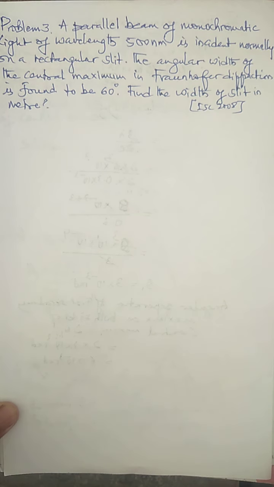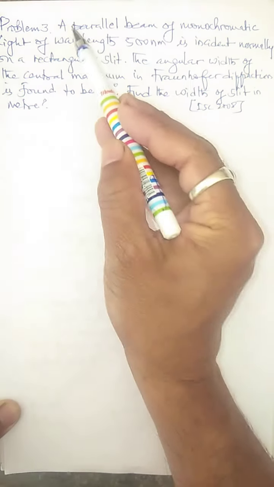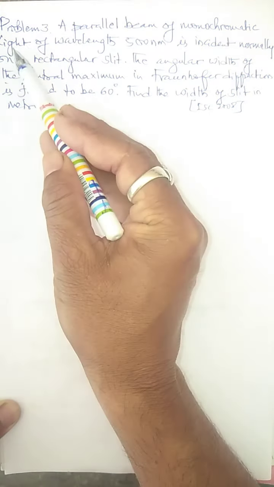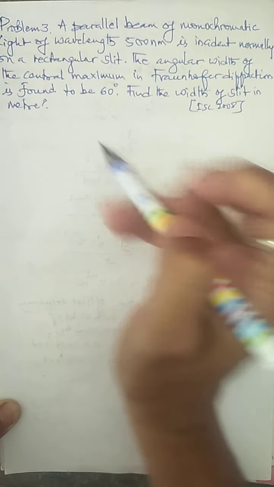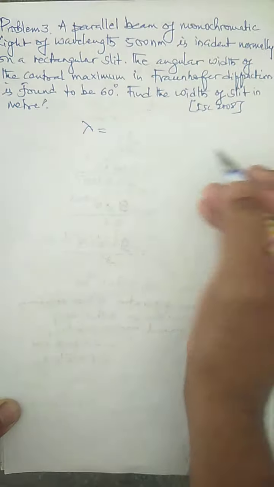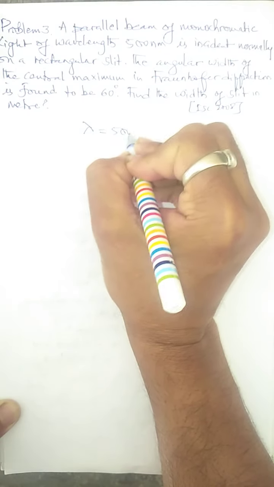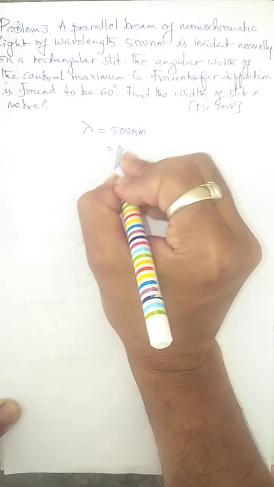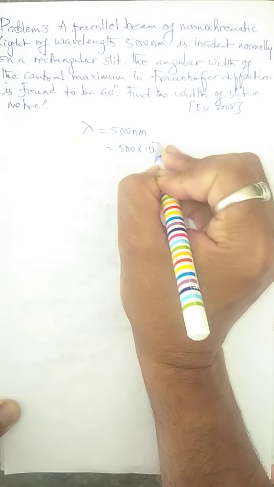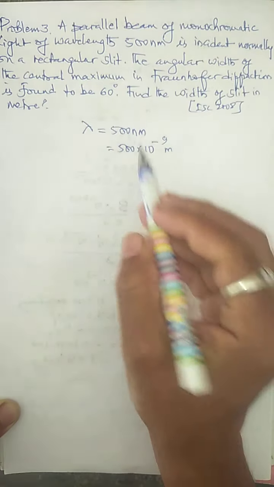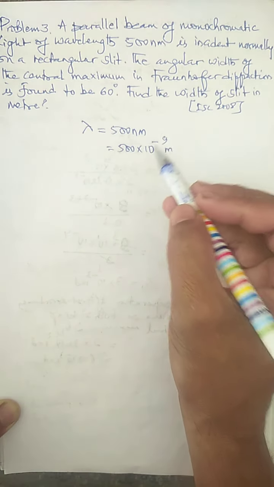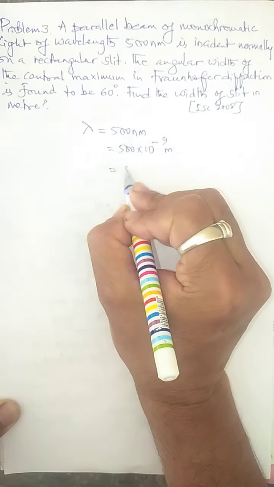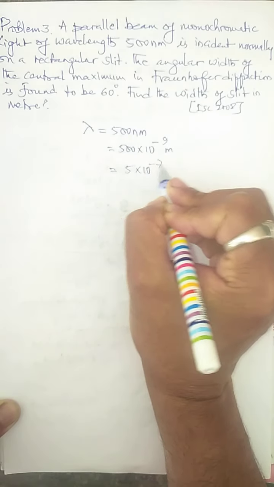Alright dear children, let's do the next numerical problem, that is problem number 3. Problem number 3 says that a parallel beam of monochromatic light of wavelength 500 nanometer, which means your wavelength of light, lambda, is 500 nanometer. I convert this into meters. It will be 500 into 10 to the minus 9 meter, because nanometer means the power of 10 to the minus 9. So I can write this as 5 into 10 to the minus 7 meter.